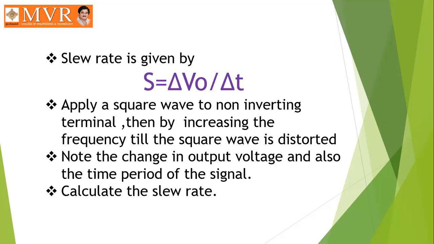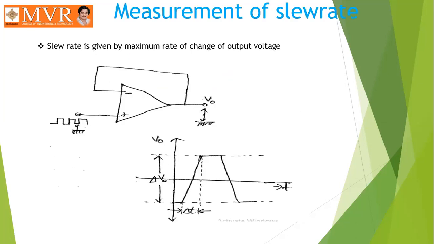When we increase the frequency, we observe the output signal in the CRO. At low frequencies there may be no deviation. At a particular frequency, we can find the change as a slope, this type of slope you can observe here. Then we measure the slope time period as well as the peak to peak output voltage in the CRO. If you know these two values, we can calculate the slew rate for a particular operational amplifier.